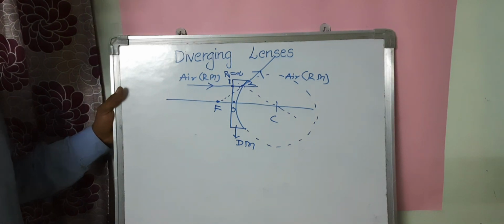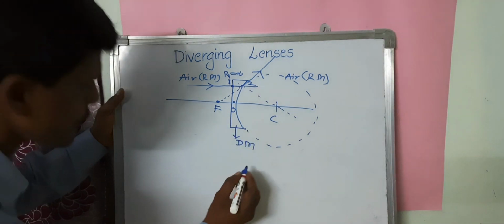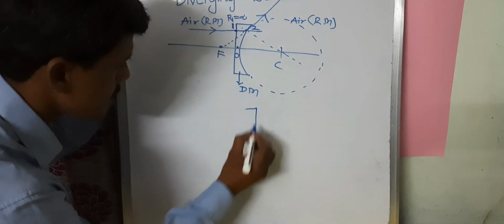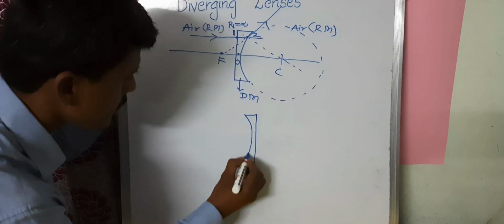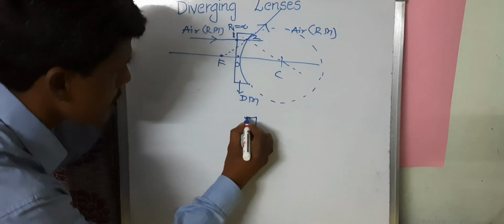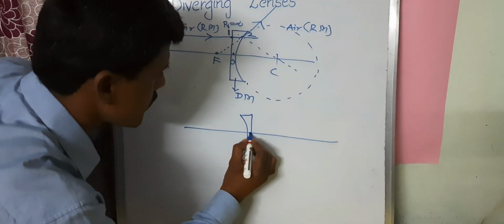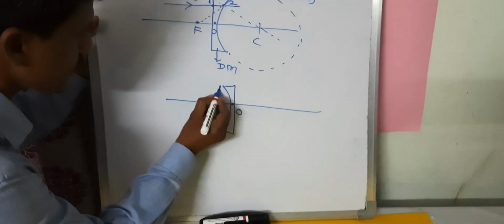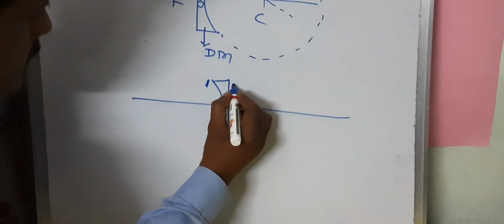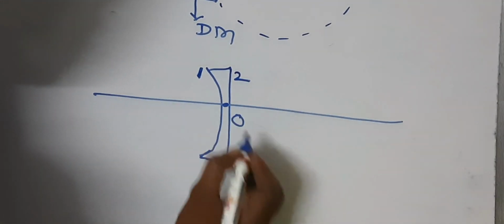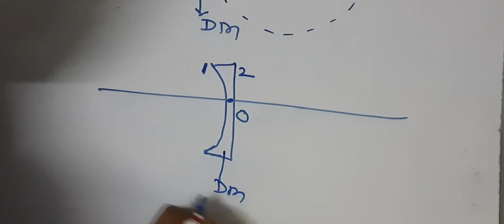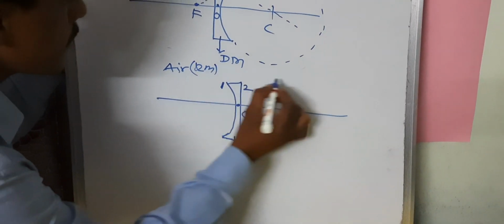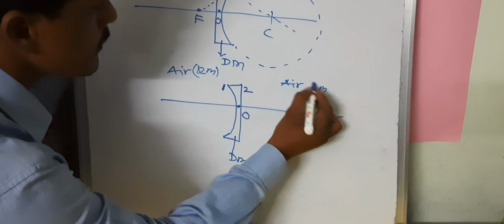Now let us see, if I reverse this lens, what happens. This is the plane surface, this is the concave surface, this is the optical center, this is the first refracting surface. Now the first refracting surface is concave, this is the second refracting surface. Again, denser medium here, air, rarer medium, everything is the same.